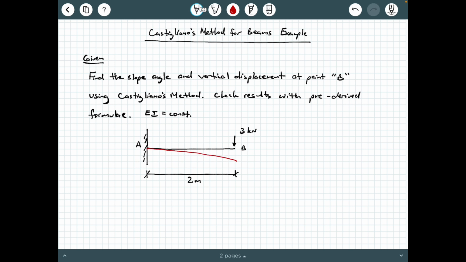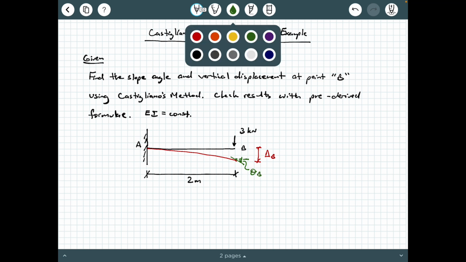So what this looks like is a concave down curve, and in the vicinity of point A, we have this taper here because there's no deflection or rotation at point A. And so what we're looking for is this vertical displacement, which we're going to call delta B, and then we're also looking for the slope angle, theta B. So I'm going to put a tangent line here, and what we're looking for is theta B here. Okay, so let's go ahead and get started using Castigliano's method.